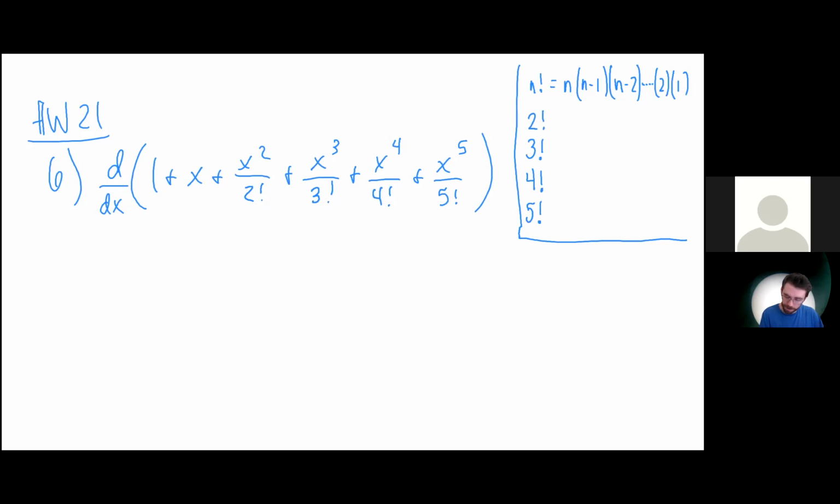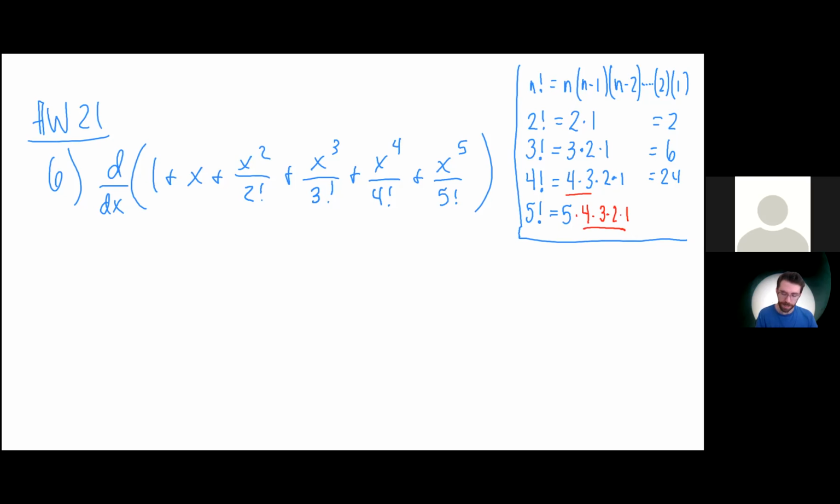So for example, we could compute each of the things that appear inside this derivative. 2 factorial is just 2 times 1. 3 factorial is 3 times 2 times 1. 4 factorial is 4 times 3 times 2 times 1. Each of these I could compute. So that's 2, this is 6, this is 24. A nice pattern you might notice is that for 5 factorial, I have to compute 5 times 4 times 3 times 2 times 1.